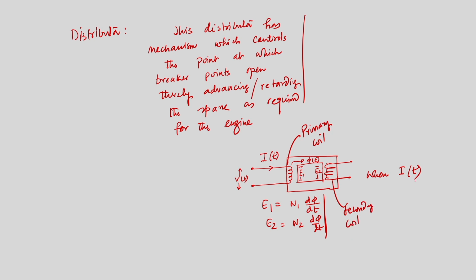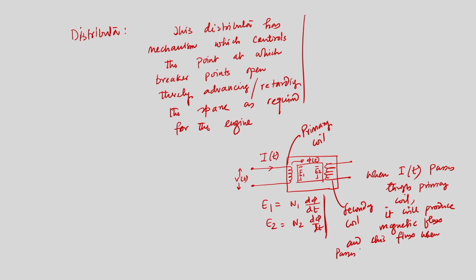What will happen? When current passes through the primary coil, it will produce magnetic flux, and this flux, that is phi t, when it passes through the secondary coil, then an EMF E 2 is produced.